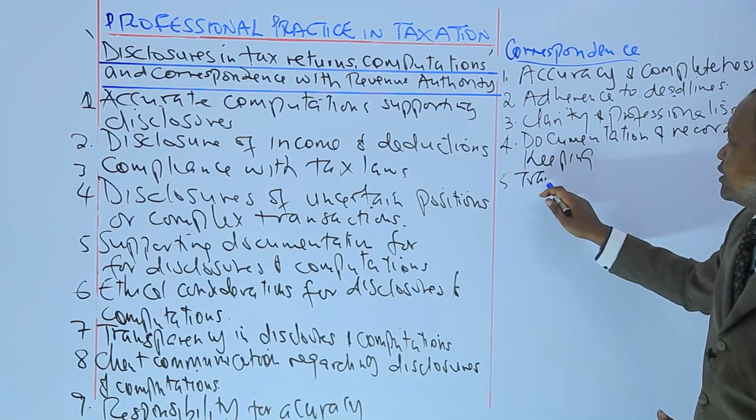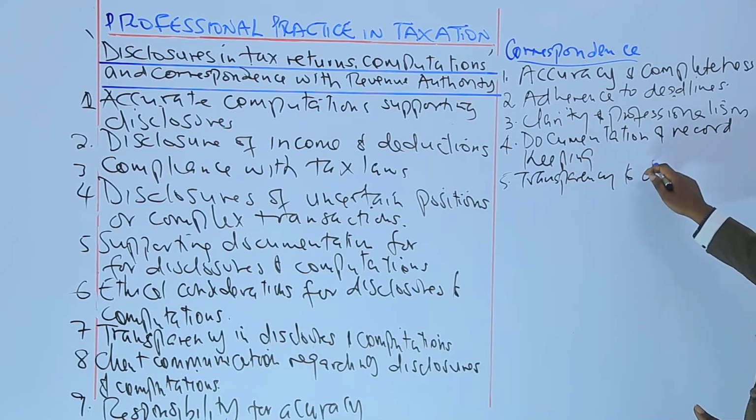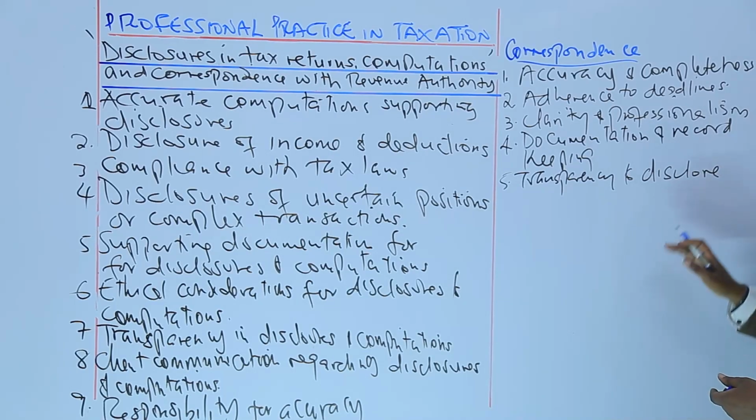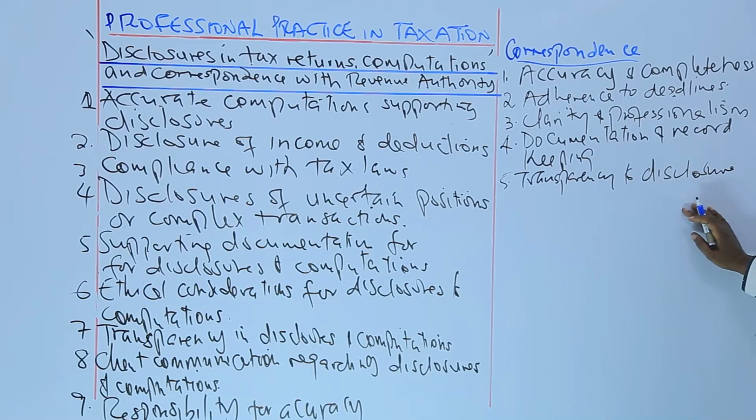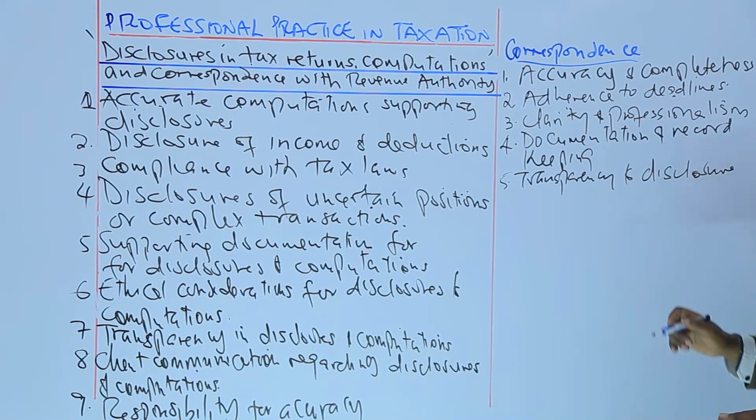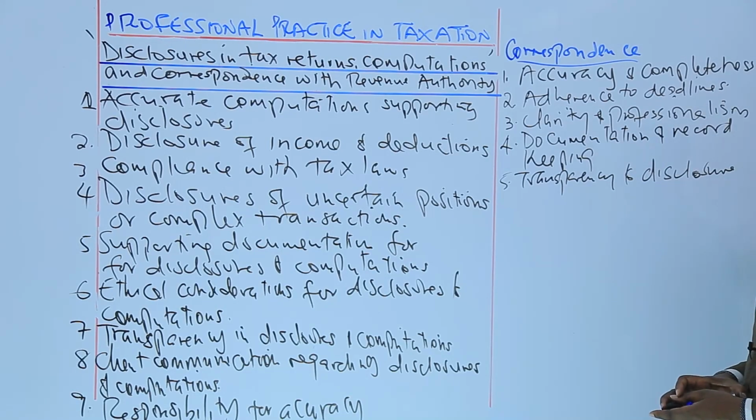5, transparency and disclosure. Transparency is a key aspect when it comes to correspondence with the tax authorities. Why? Because disclosing relevant information, even if it may not be favorable, demonstrates honesty and helps to avoid potential issues with the tax authority. Being transparent.